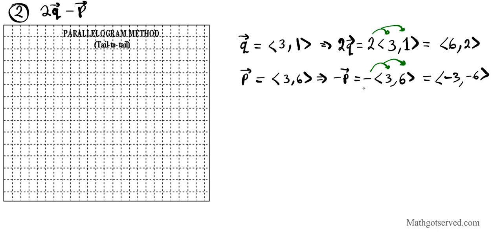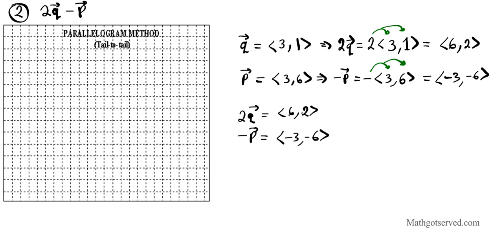Alright, so these are the two vectors we're going to be graphing: 2q equals 6, comma 2, and vector negative p is equal to negative 3, comma negative 6. We remember that we're doing this because the parallelogram method just simply finds the sum, so we have to incorporate negativity into the coordinates before we sum the vectors.